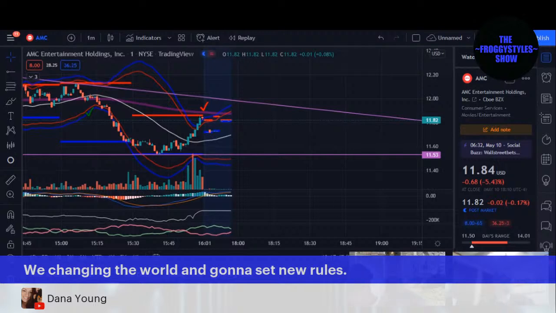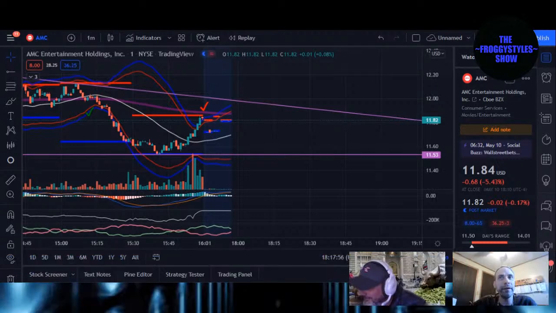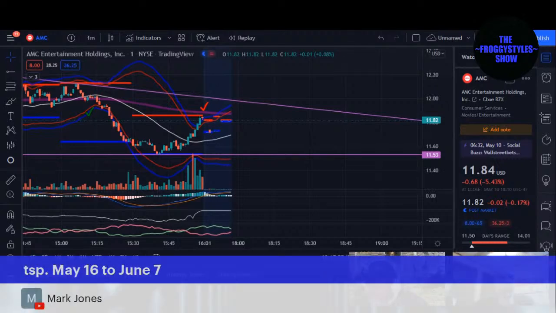Right? Dana says we're changing the world and we're going to set new rules. Yeah, we did change the market already enough, and I'm pretty sure more rules will change, so this won't be allowed to happen again. So this will probably be the last time. You would hope that a squeeze like this is never possible again. If not, I'll be trying to play the next one.